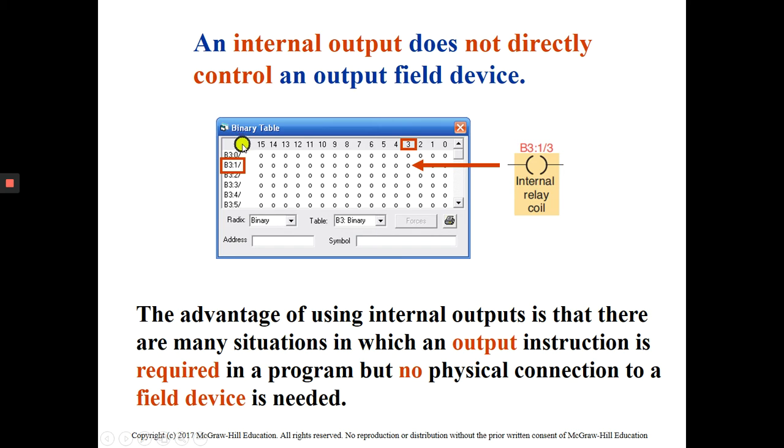We can find the representation of the bits of the internal relay in the binary table here. As you can see here, for B3 1, this is the internal relay coil for B3, slot number 1 and terminal number 3. So here we have terminal number 3, slot number 1, and the status of this bit is 0 actually. So for example, if we have some instructions and these instructions are true, and then we use this internal relay, this internal relay status will become 1.